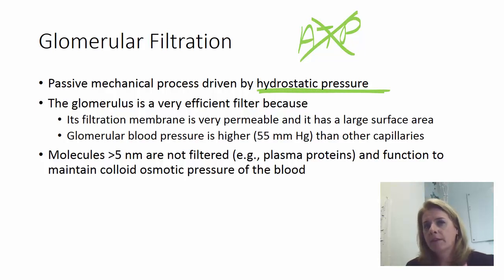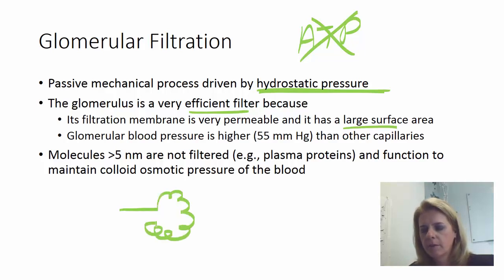So this is going to happen in the glomerulus where filtration occurs because it's a very efficient filter. It's very permeable. It has a large surface area. So if you remember that arteriole and you have that glomerular capillary, because it's a very dense capillary bed, there's a lot of surface area. There's many, many, many glomeruli inside of a single kidney, and they're very permeable, and that allows for a lot of filtration to occur. It's also true that the blood pressure in the glomerulus is a little bit higher than you expect in other capillaries.